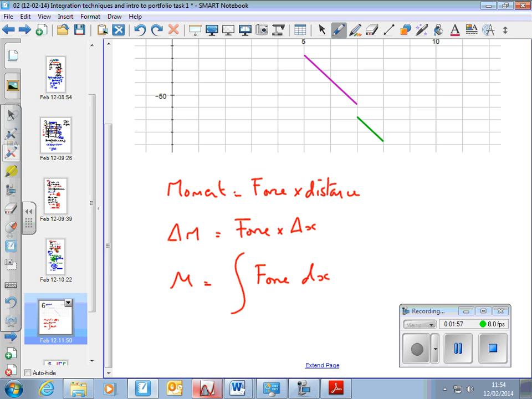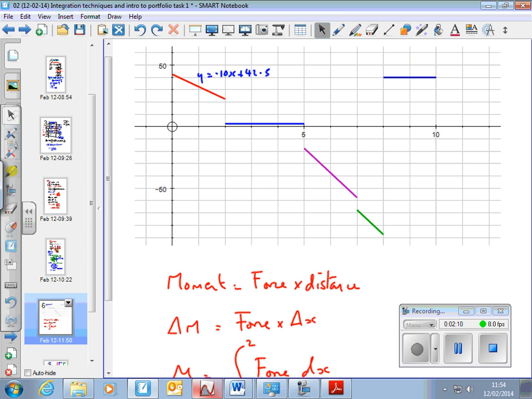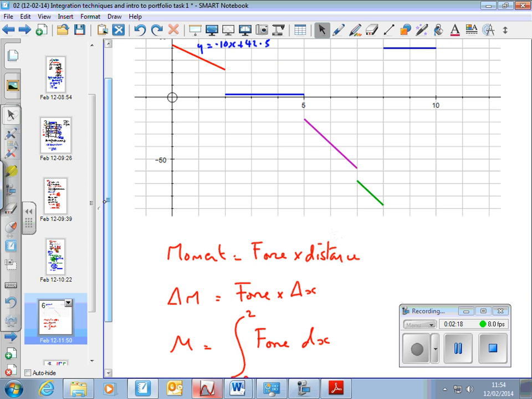So if I want to know what is the moment between 0 and 2, the first part of our stress curve here, between 0 and 2 meters, I want to integrate the force between 0 and 2. And that will tell me the area underneath the curve between 0 and 2.